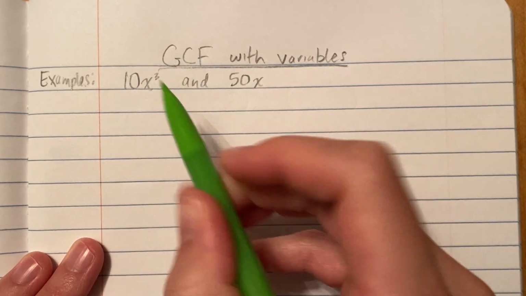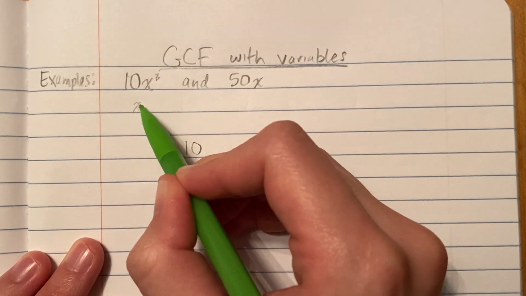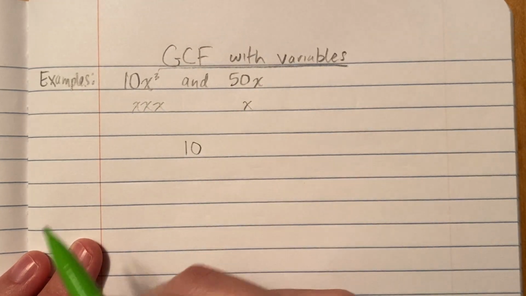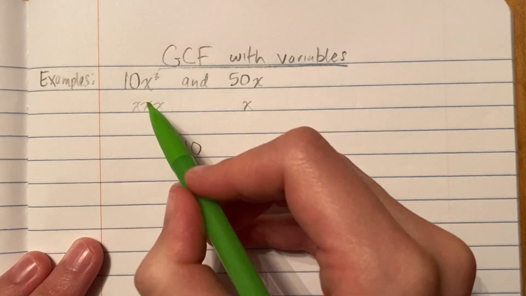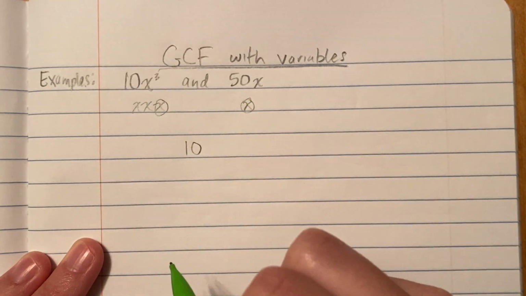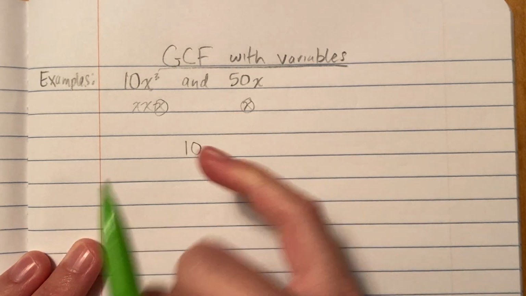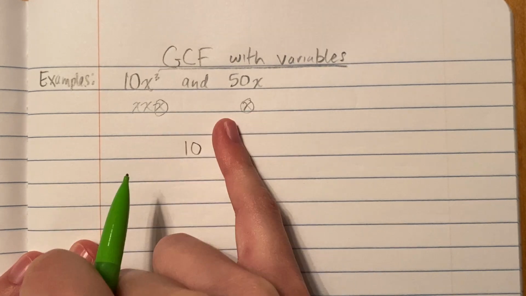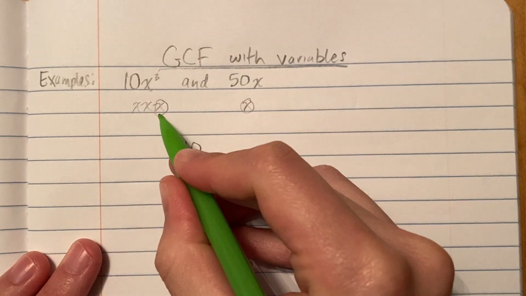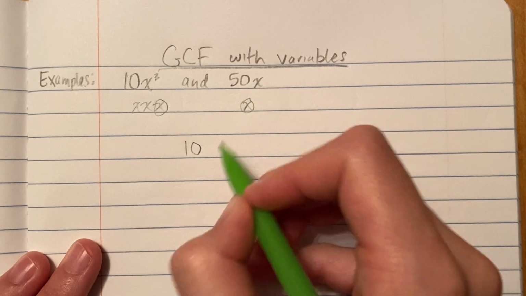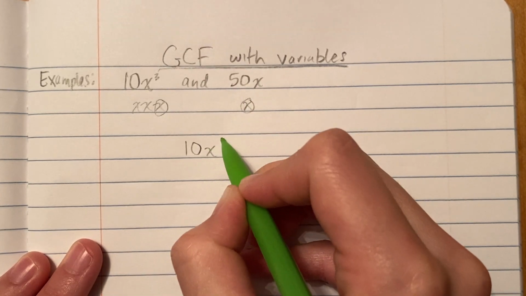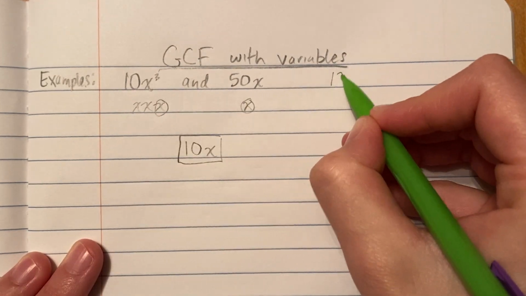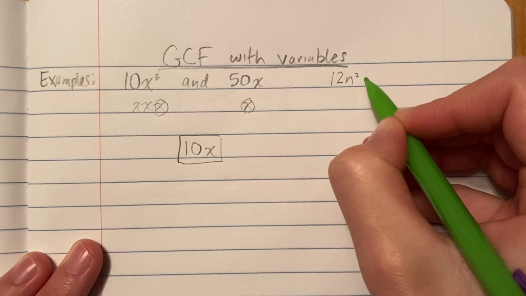Okay, now what about the variables? Over here, this is x times x times x, right? And over here, this is x. So what factors do they have in common? Well, they have this x in common. Do they have anything else in common? No, because there are more factors over here, but there are not more factors over here. So there's nothing else that they share. The only variable they have in common is just one x. So I'm just going to pop that next to the 10. That's the answer. So you can see, as always, the variables aren't really harder than the numbers.